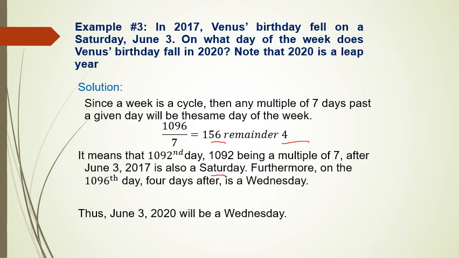So, aton nga concern diri subong is ang 4 days after sang Saturday. Ang remainder ta is 4. So, maisip lang ta 4 days after Saturday. That is ang birthday ni Venus sa 2020. So, that is 4 days after sang aton nga Saturday is Wednesday. So, June 3, 2020 will be a Wednesday.